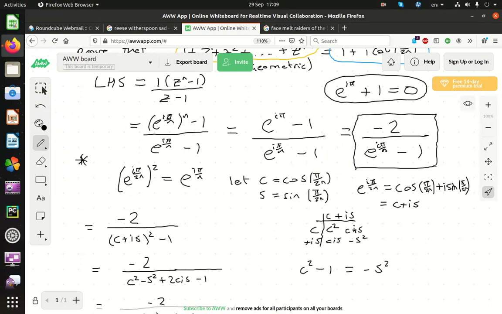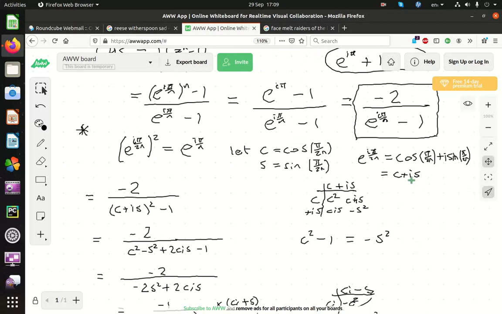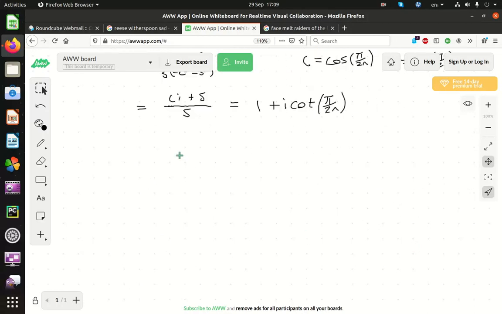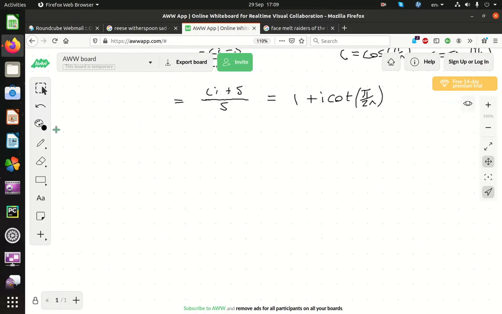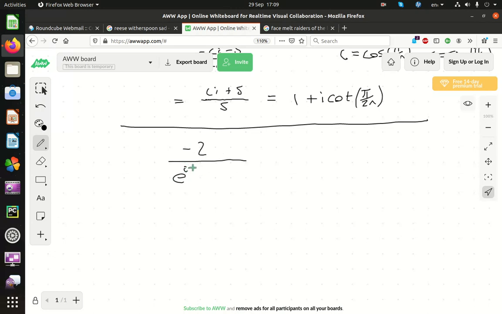I'm going to prove it to you in a different way now. I'm going to show you the way the book approaches it, and it's a very, very sensible way. You do need to understand this way because they use this in a lot of other questions as well. So we've got minus 2 over e to the i pi over n, take away 1.